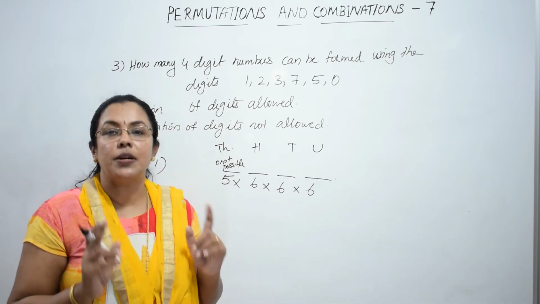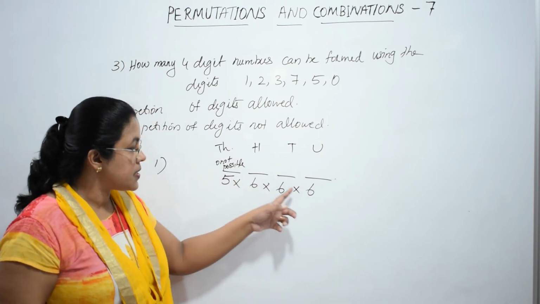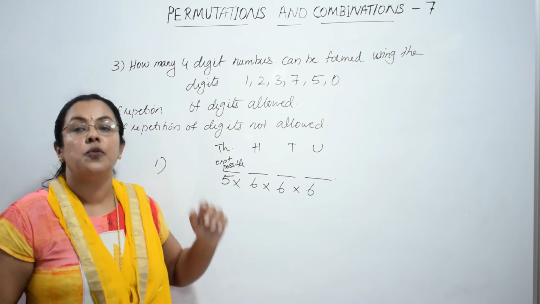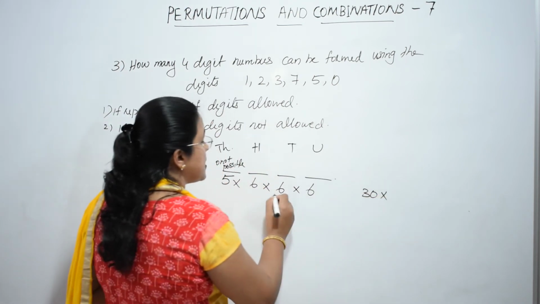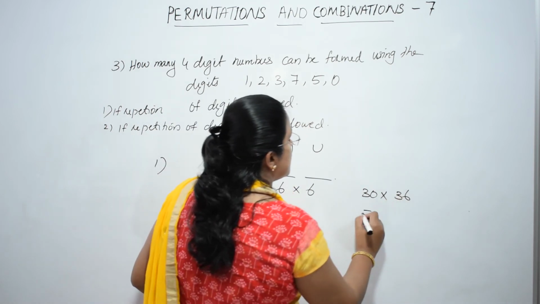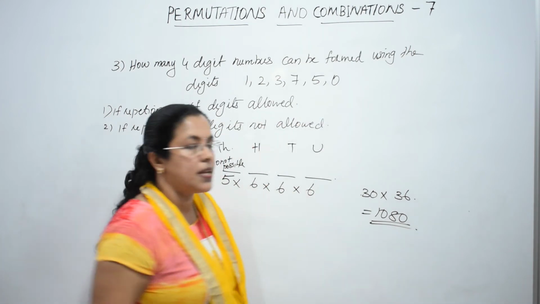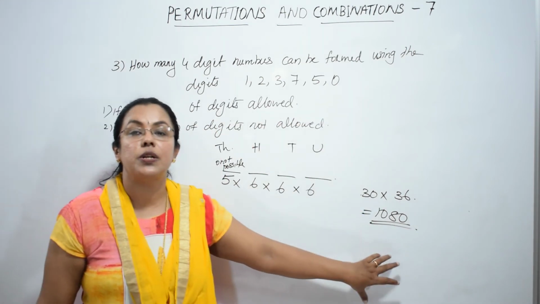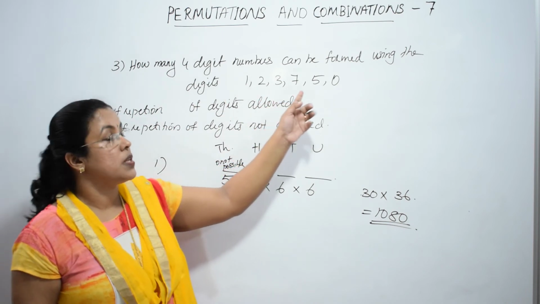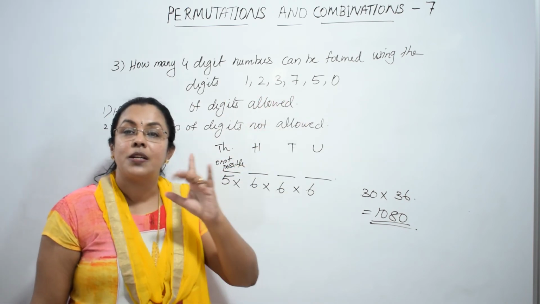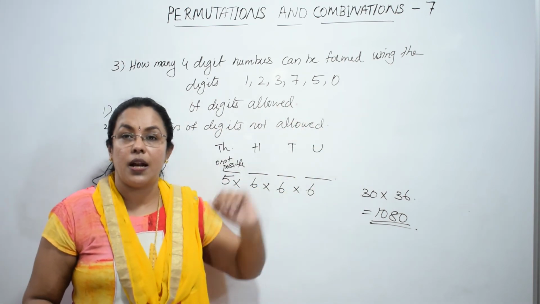So total possibility using the fundamental principle of counting is 6 into 6 into 6 into 5. 6 5s are 30. 6 6s are 36. 6 3s are 18. 1080 is the answer. 1080 numbers can be formed using the digits 1, 2, 3, 7, 5 and 0. Now second part, if repetition of digits is not allowed.